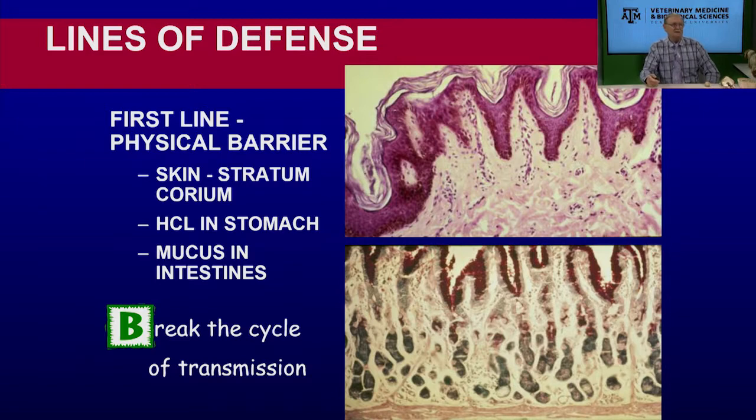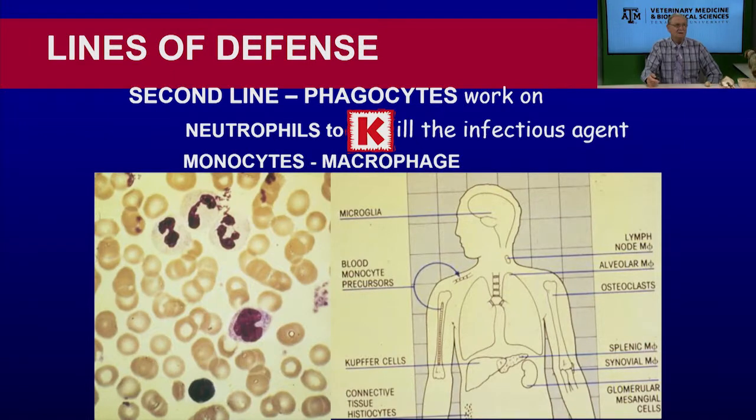So you break the cycle of transmission. That's what you're doing. The other thing is you kill the infective agents. And as I mentioned to you before, we have macrophages throughout the body. Now, these were discovered at different times, and so therefore they have different names. You have them in the lungs. You have them in the spleen. You have Kupffer cells in the liver. You have monocytes in the bone marrow, megakaryocytes. You have microglia cells that are located in the brain.